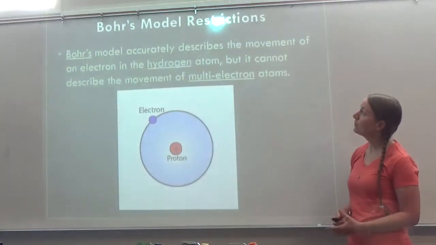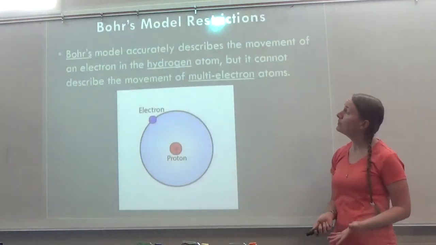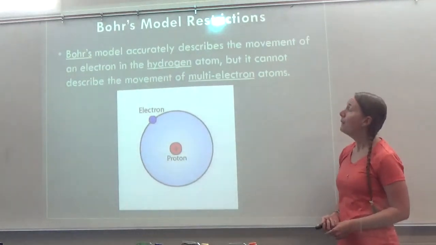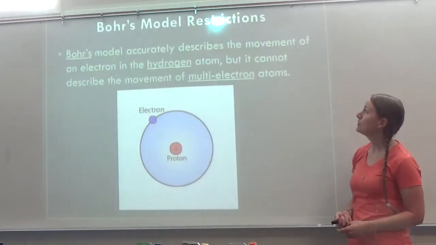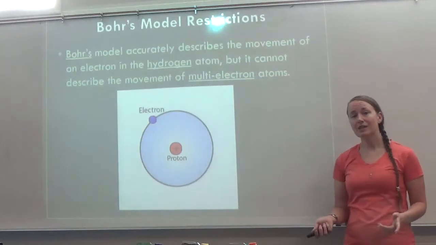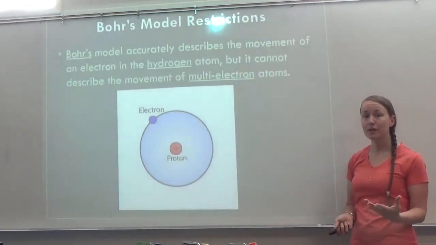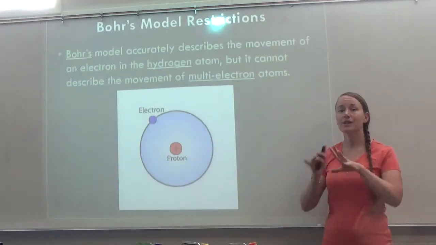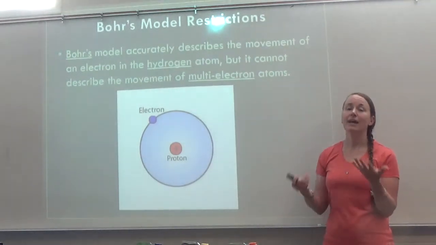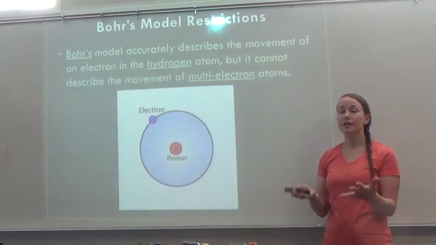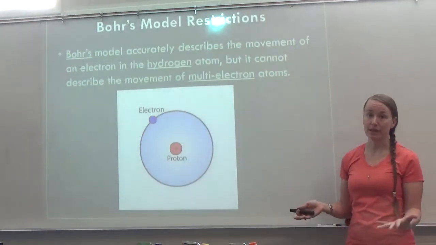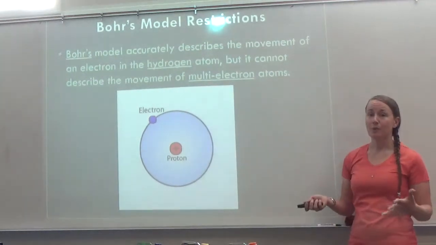So Bohr's model accurately describes the movement of an electron in a hydrogen atom, but it cannot describe the movement of multi-electron atoms. The unfortunate thing is he did all his studying pretty much on hydrogen, which only has 1 electron. Once you have more than 1 electron, they have to interact with one another. And as you hopefully already know, electrons repel one another because they're negative, and 2 negatives will repel one another.